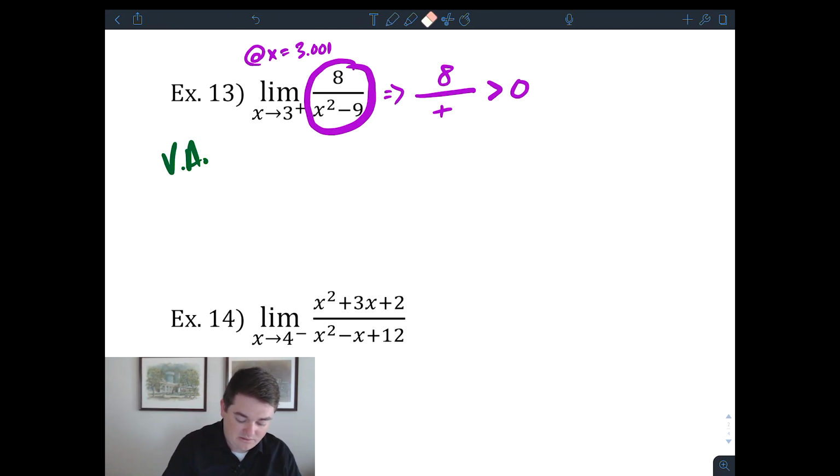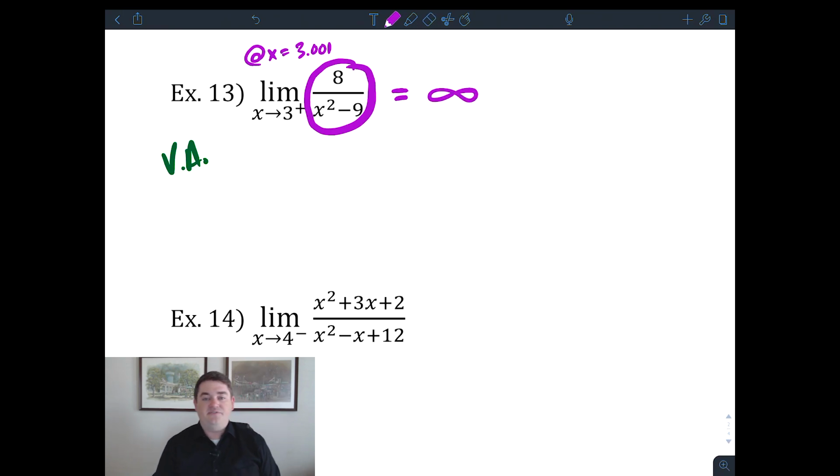So this limit is infinity. Now we have to be a little bit picky here. We only say a limit exists if it equals a finite value. Okay? Infinity is not a finite value. So while I do gain some information here, infinity tells me that the graph goes up to infinity and not down to negative infinity. A complete answer would be infinity, therefore the limit does not exist.